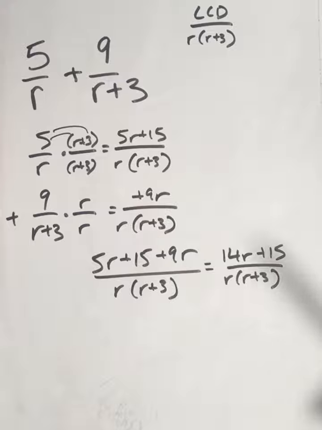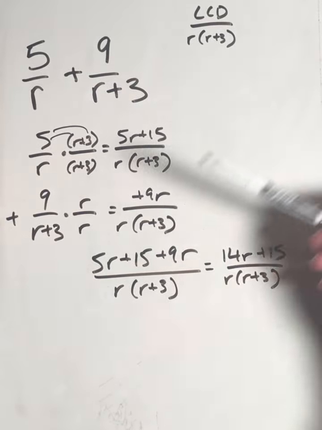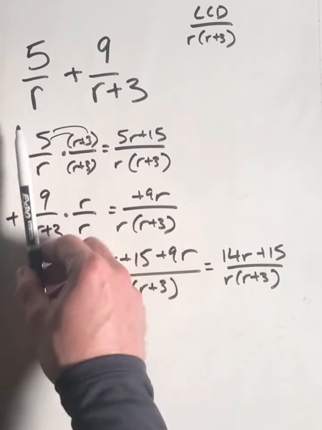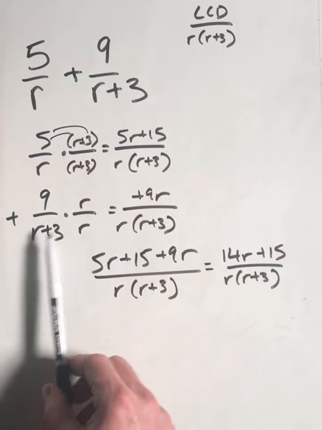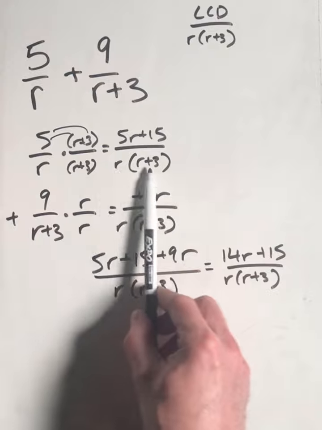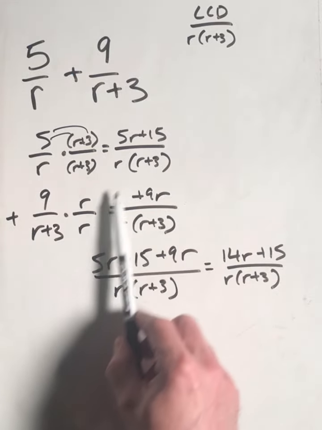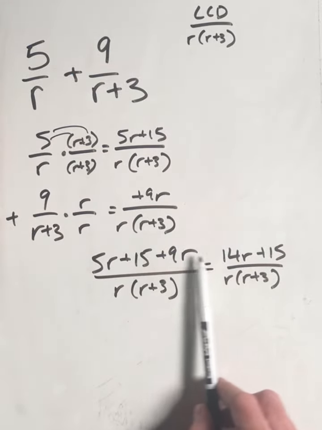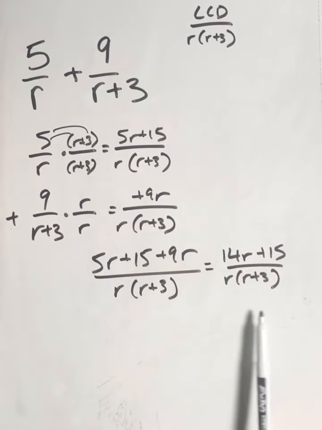The first part again was to identify the LCD, re-express this sum of two rational expressions vertically, realizing that I'm going to have to multiply by the opposite factor in order to get my common denominator. Then I will regroup all the numerators together, simplify, and then see if I can factor anything out. If I can't, then I know I'm finished.